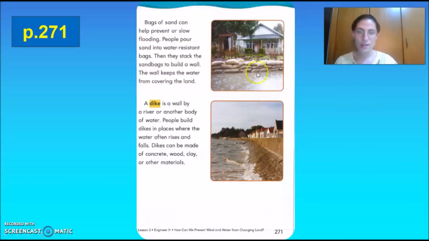So they're telling us that when a flood occurs, the people are trying to come up with a solution to stop or slow down the flooding. What did they do? They poured the sand into water-resistant bags, okay, and they stacked the sandbags in a way to form a wall. Why? To stop the water from covering the whole land. Clear? So far, so good?